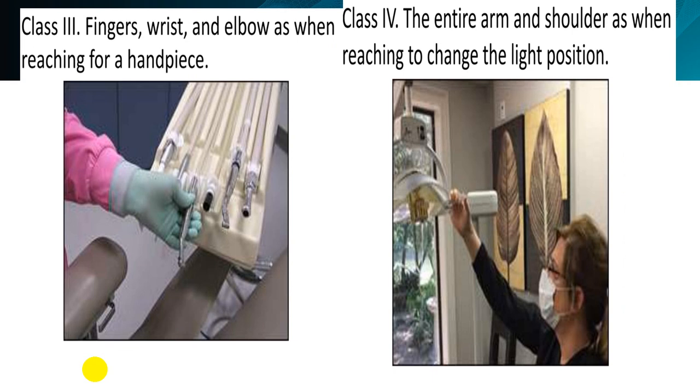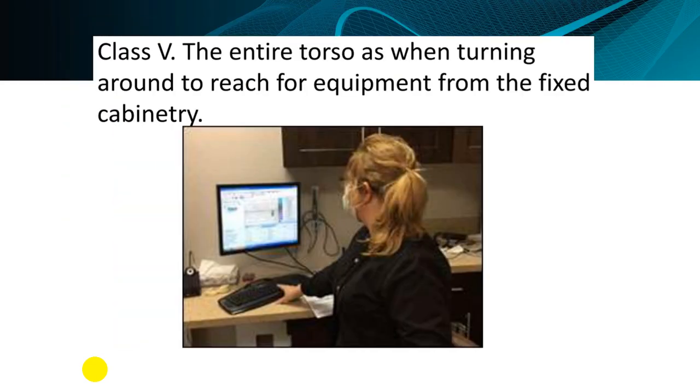Such as changing the light position. And the last one, Class 5, the entire torso, or when turning to reach for an equipment from the cabinet.